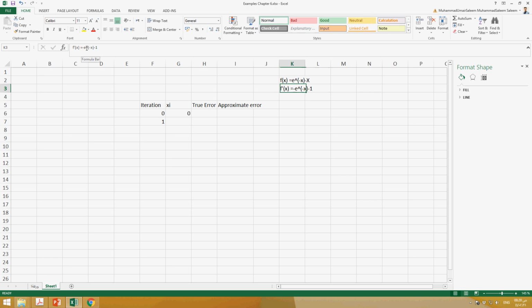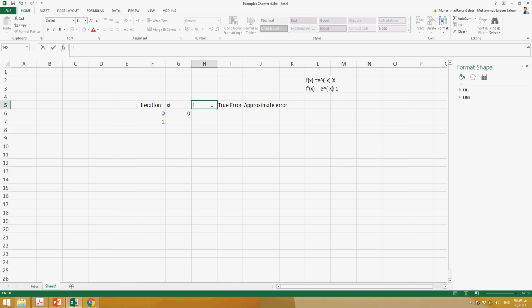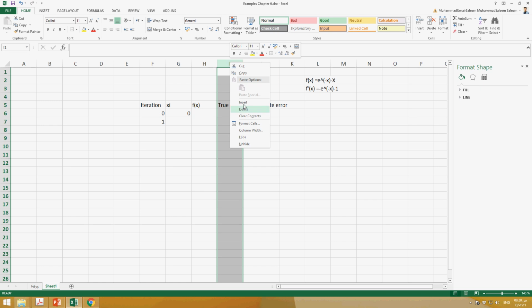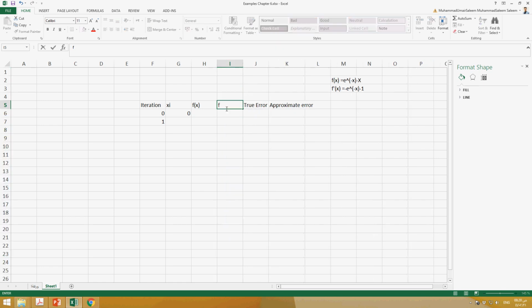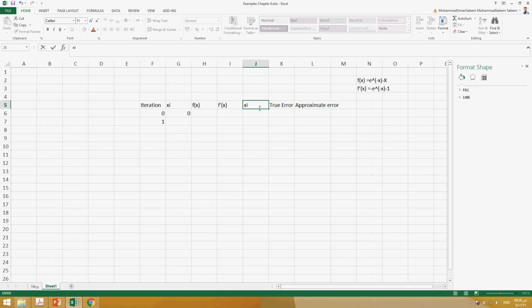For example, here you can add one column, say f x, and you can add one more column, f dash x, and then you can also add here x i plus 1. So instead of putting the x i plus 1 here, we use this one, and then we keep on computing, and here we will get the previous value. Okay.